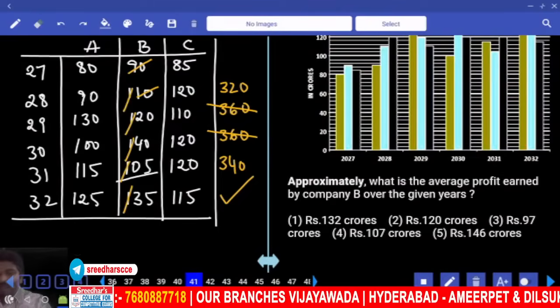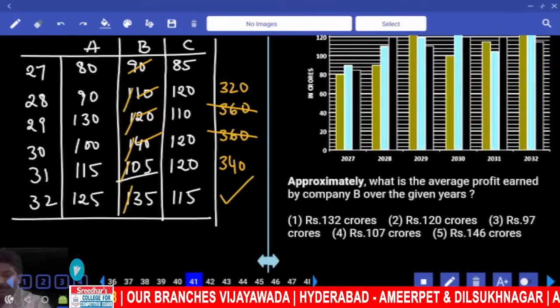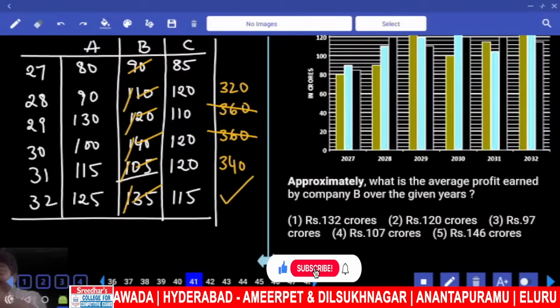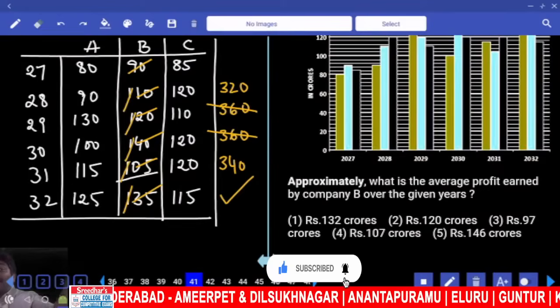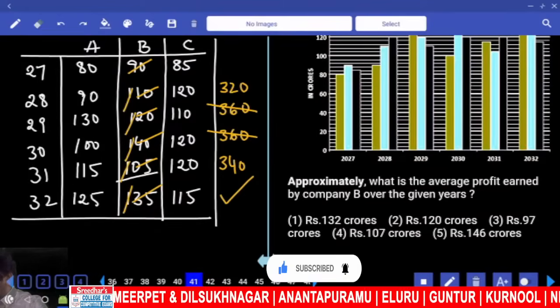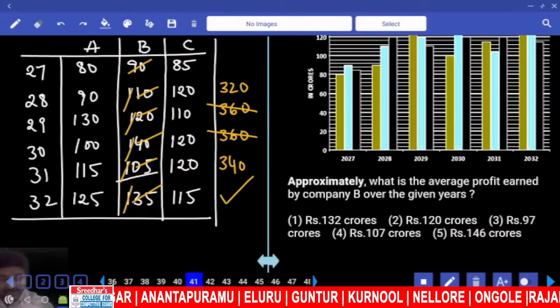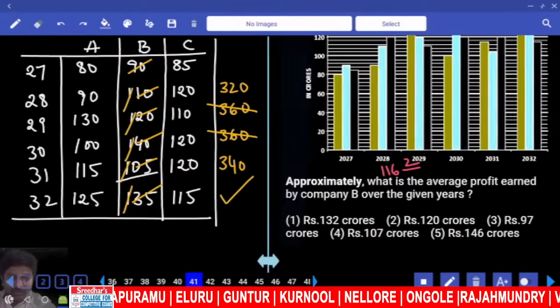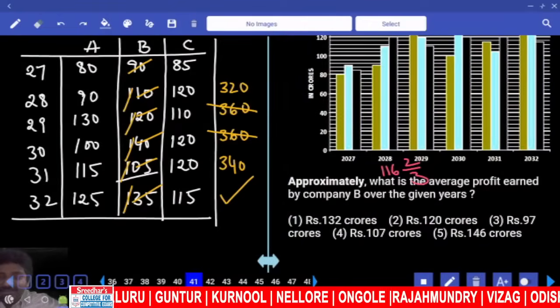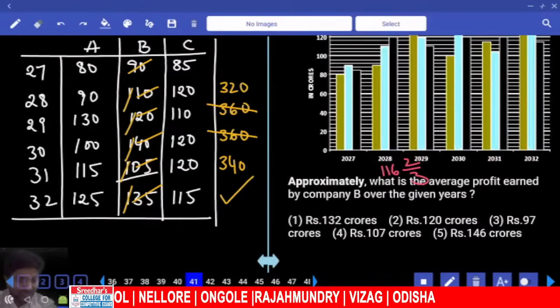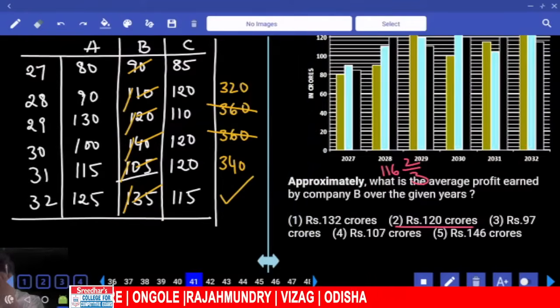Okay, now. Leftover values 20, 40, 5 plus 35, 60, 40. This 100 must be adjusted among all 6 years. Correct? So each gets 100 by 6, which is 16 by 3. So the answer is 116 2 by 3. Correct? And the question is about approximate. Go for it. Which option? Among given options, approximate number for 116 2 by 3 is 120 only.